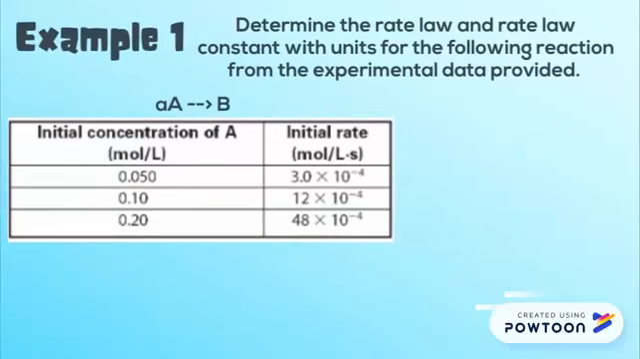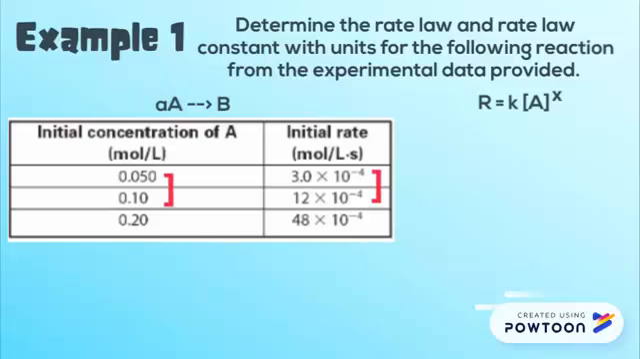For example 1, we want to determine the rate law and the rate law constant with units for the following reaction. First step is we want to write our general form of our rate law, plugging in our reactant, which is only 1 this time, to some power. Second step is we want to find the order for our reactant. Since we only have 1 reactant, it doesn't matter which 2 trials we select this time.